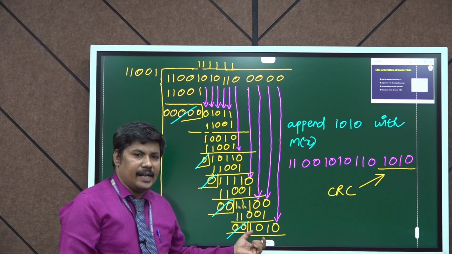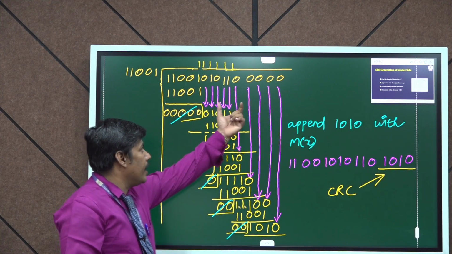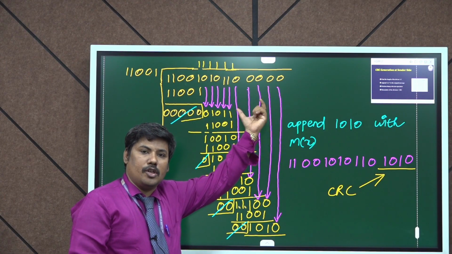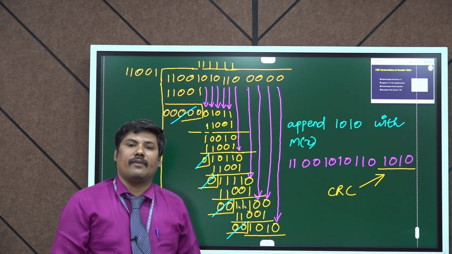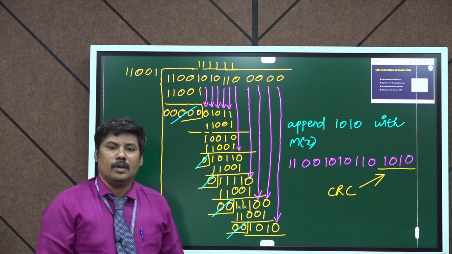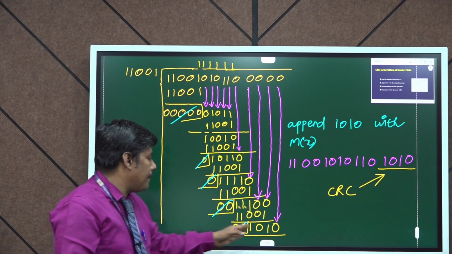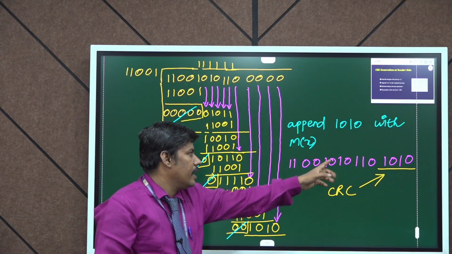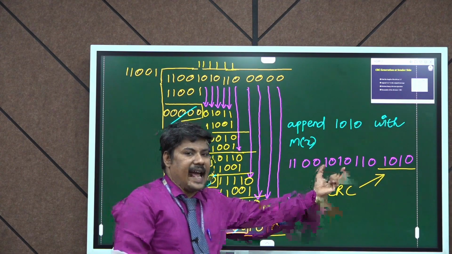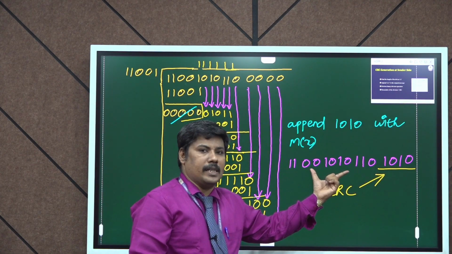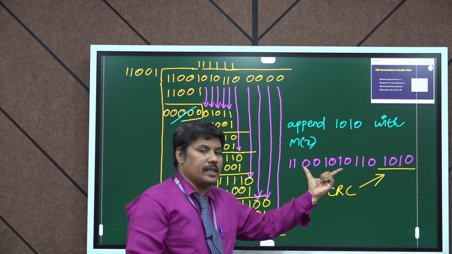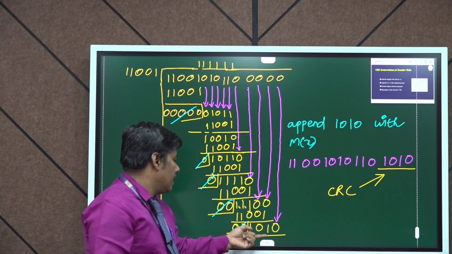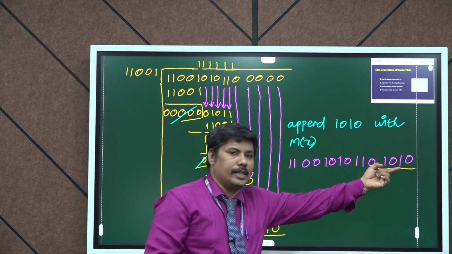This is our remainder. If you append 4 consecutive zeros as a dummy CRC code, you will get the original CRC value as 1 0 1 0. Now we can append these 4 bits to the original message. Here I have attached these 4 bits to the original message. This is our given original message, and we have added this new CRC code.